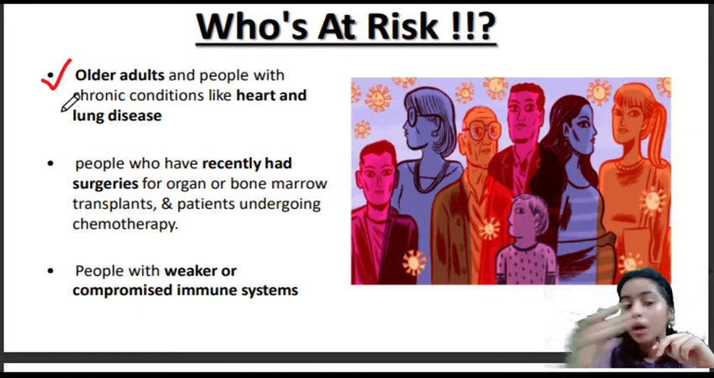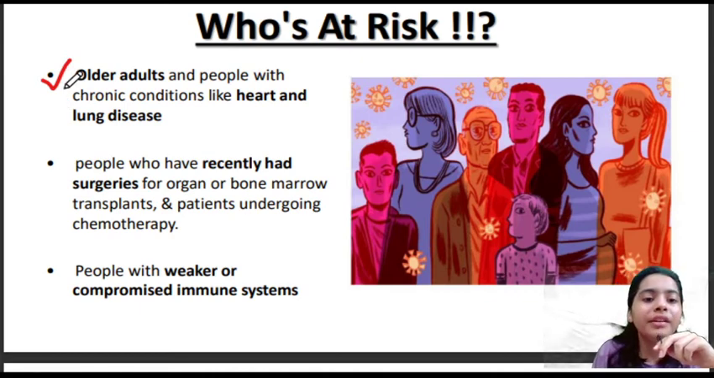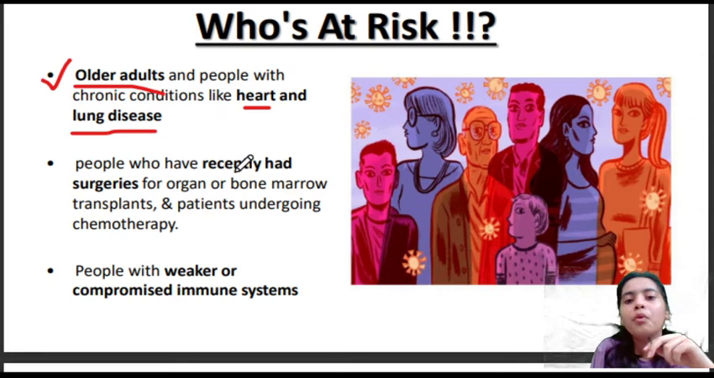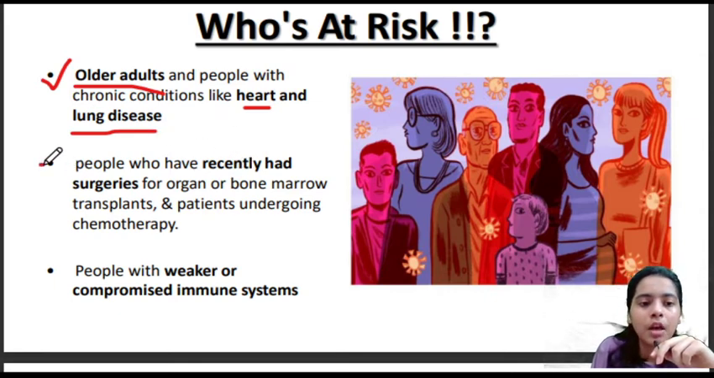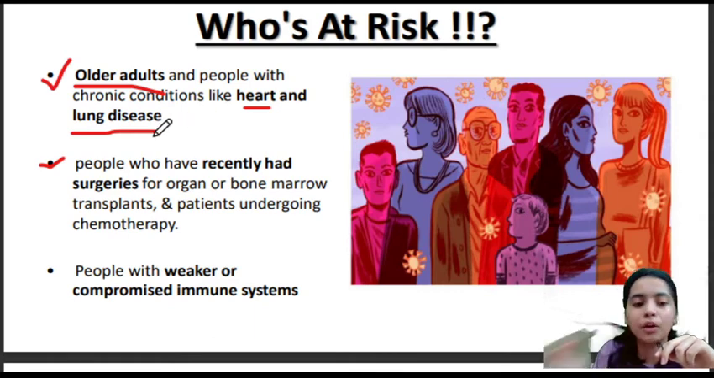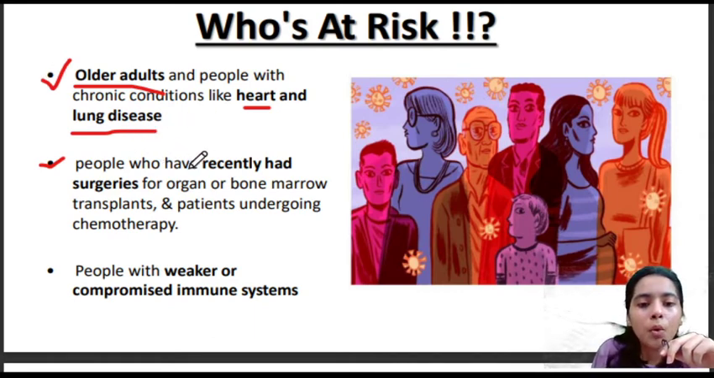How should we know? The point is that older adults, basically senior citizens, and people with chronic diseases or conditions like heart and lung diseases are more at risk for the coronavirus. In the first point only, I would like to add infants as well, from the age of 1 to 3, because they are also at very high risk of coronavirus, so you must take care of them.